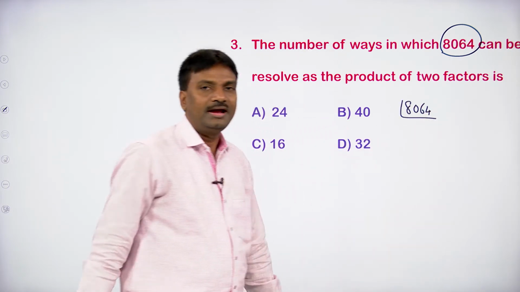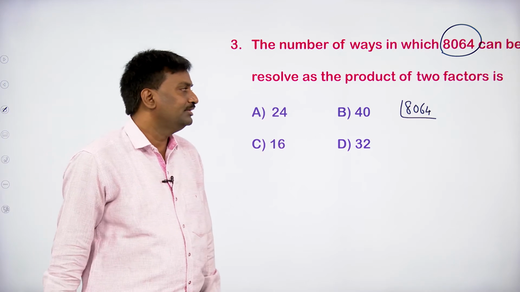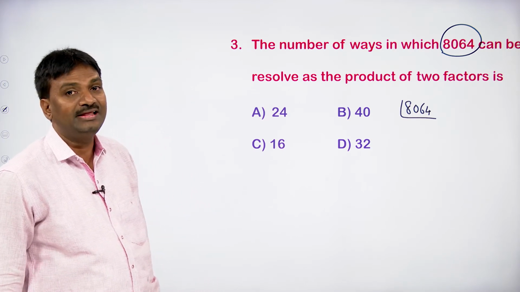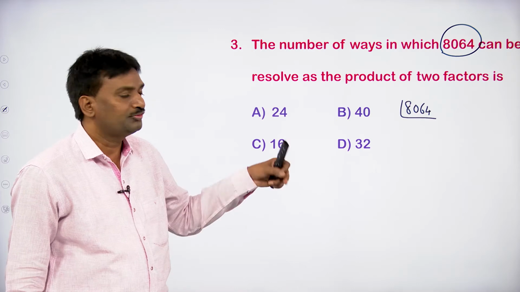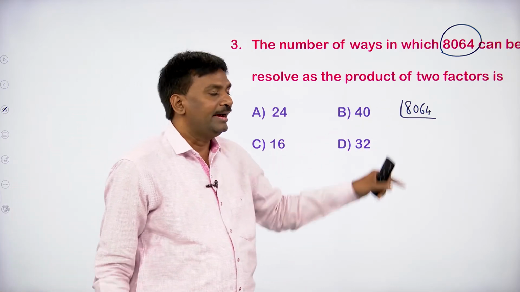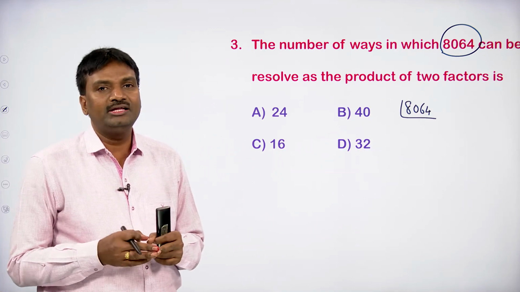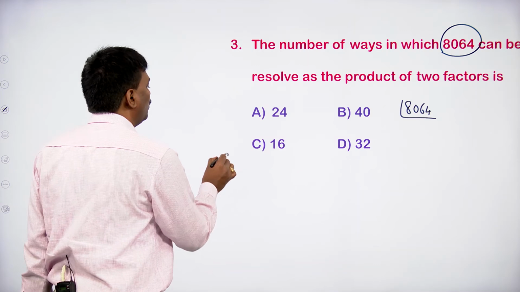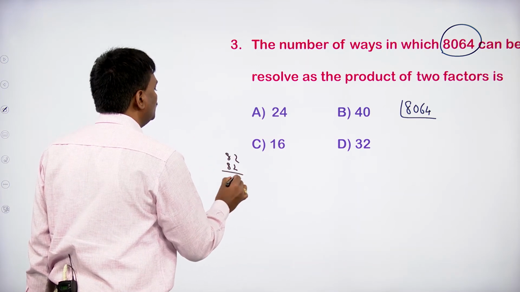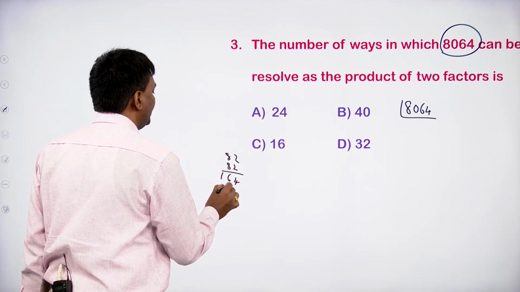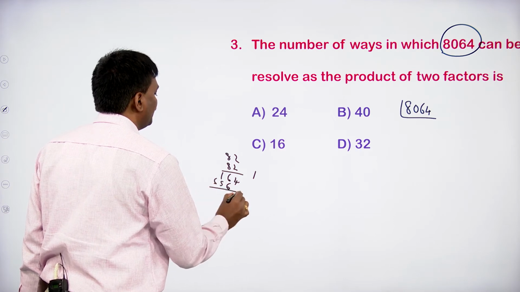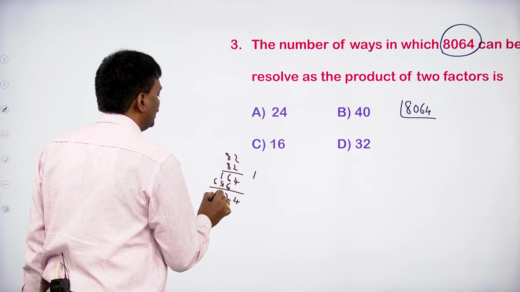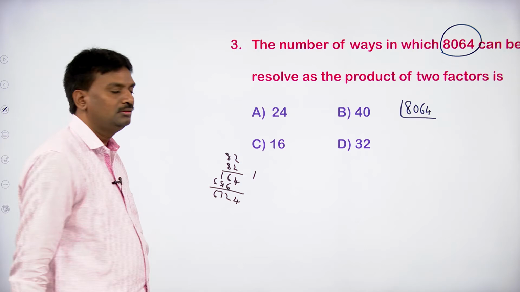8064. So 100 square is 10,000, 90 square is 8100. So 80 square is 6400. Here 8064 is not a perfect square. If you take 82 whole square, 2 2 ja 4, 2 8 ja 16, 8 2 ja 16, 8 8 ja 64 plus 1 is 65.